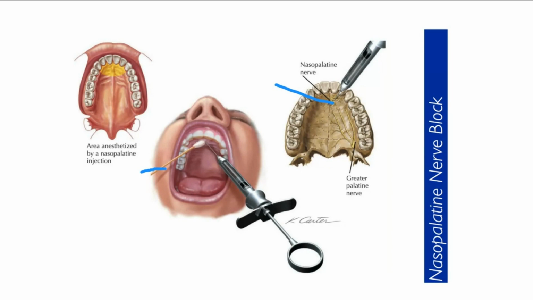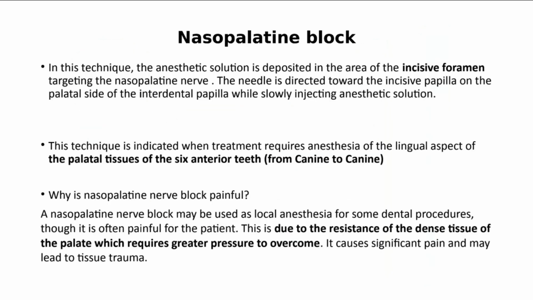And you see the angle here. You're going at an angle here, and you're targeting this area. How to know the area? Again, you put the Q-tip, and this will lead you. You inject beside it. Where should I put the Q-tip? On the incisive foramen. And how to know this is the incisive foramen? Find the papilla first. Under the papilla, feel, and you will feel a softer spot. This is your incisive foramen. Inject beside it. So here is a nasopalatine block.